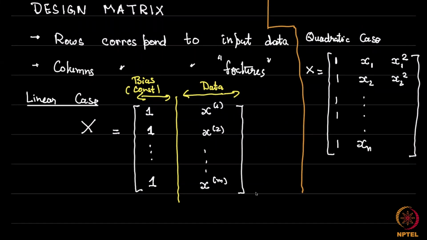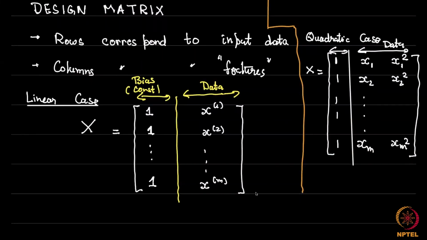Up till Xm and Xm square. So once again, this here is the data, and this here is the constant. Okay, so far we have done nothing. I have just written a new matrix X.